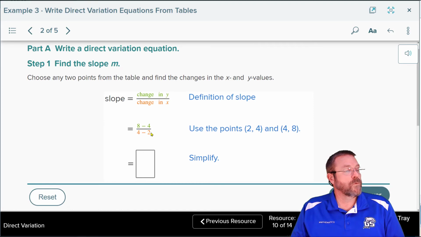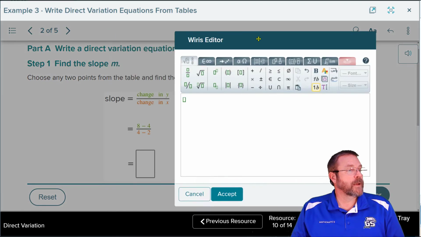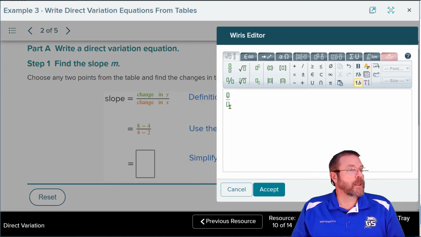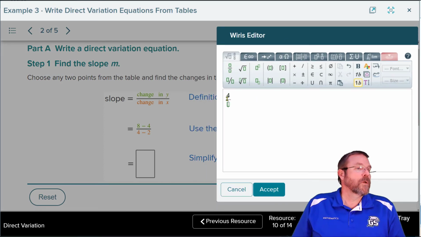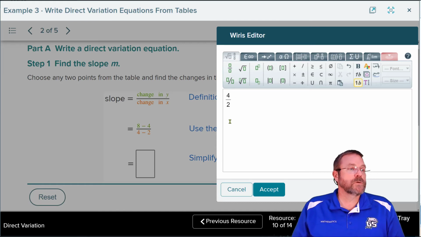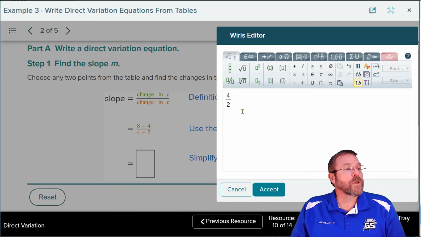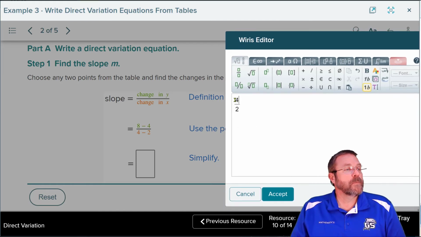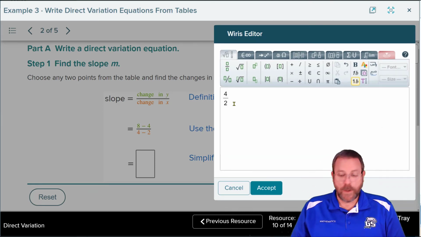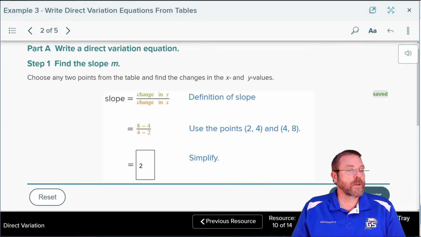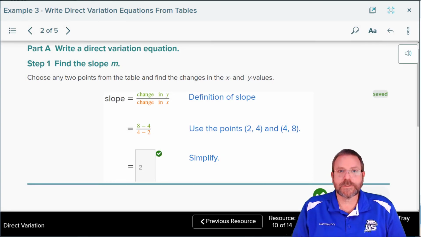Here you've got your 4 minus 2, and that of course is going to simplify down. We would say that 8 minus 4, that's 4. 4 minus 2, that's 2. But is that in lowest terms? No, it is not. That's going to end up becoming 2 over 1, also known as just 2 for your final answer. Check it, and it checks.